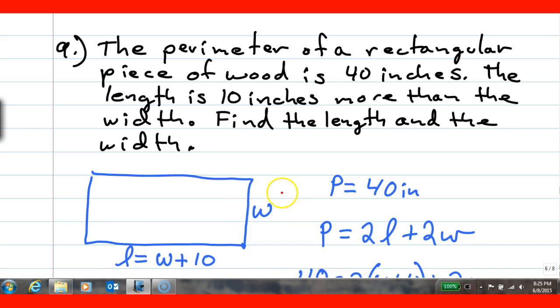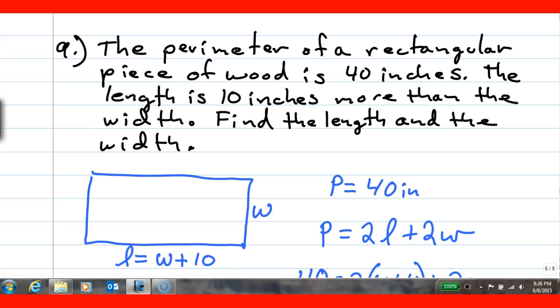I have length and I have width. When I look back, it says the perimeter of the rectangular piece of wood is 40 inches. So I know P is equal to 40 inches. The other thing I know is that the length is 10 inches more than the width. So my L is equal to W plus 10. So I plug that in there.